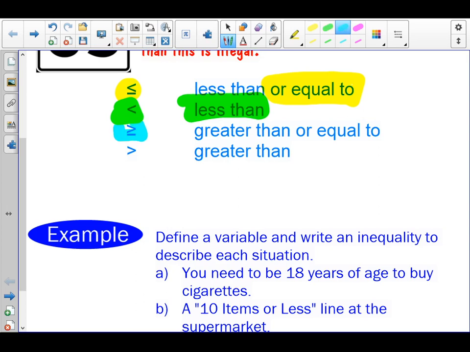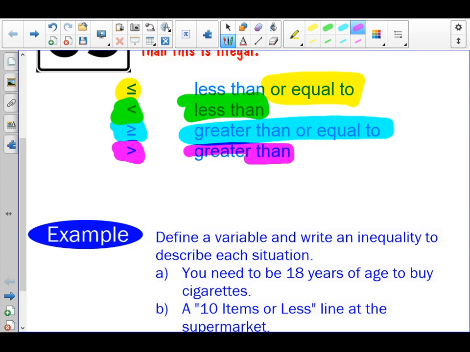If we look at this symbol right here, it's greater than or equal to. So that means it can equal the given number, or it can be higher than the given number. Okay. And last but not least, we have this one, which is the greater than sign, and that's just any number greater than the given number.